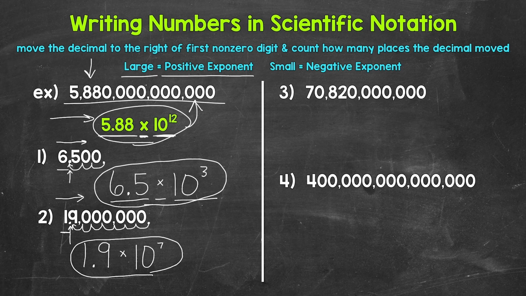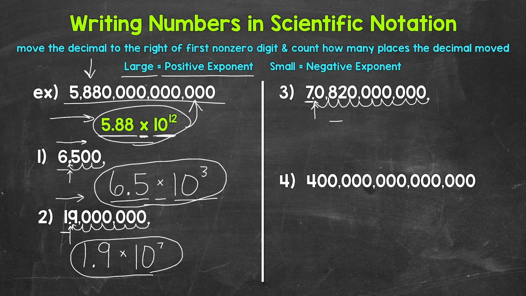Moving on to number 3, let's write this number in scientific notation. So we need to find that first non-zero digit, which is going to be this 7 right here. And we need the decimal to the right of that, so in between the 7 and the 0. The decimal goes right here. And now let's move it. So we have once, twice, 3 times, 4, 5, 6, 7, 8, 9, and 10.